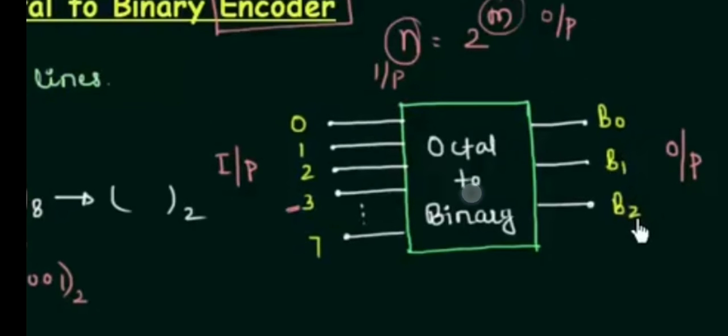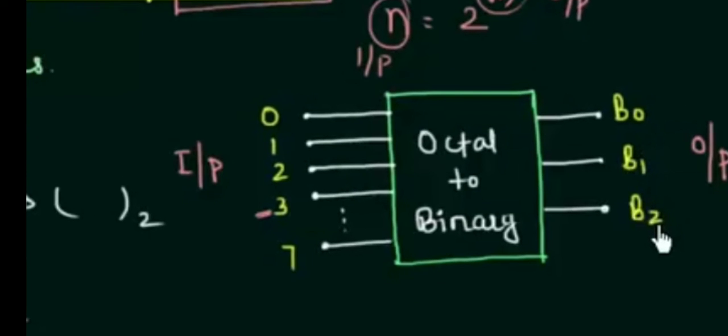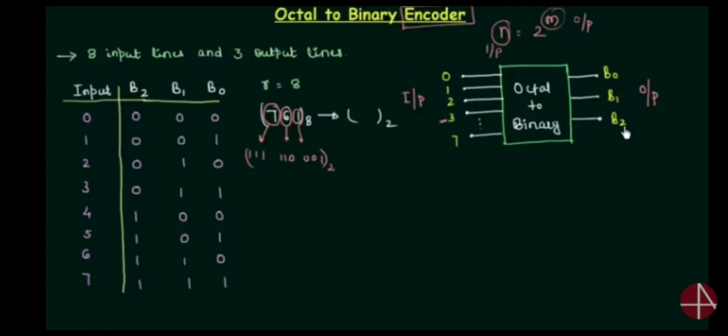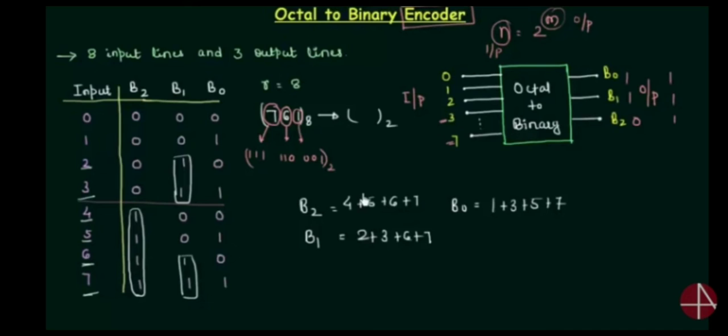The same I want to implement using this encoder diagram. I have one logic circuit in between, with 8 input lines and 3 output lines. If you activate 7, if you give the input as 7, it will give you 111. If you activate 3, it will give you 011. So these are the input and output requirements. Now the question is, what is the logic circuit? How are we going to implement B0, B1 and B2? We have to write equations for implementing the same.